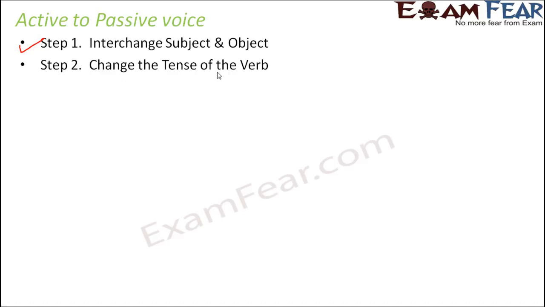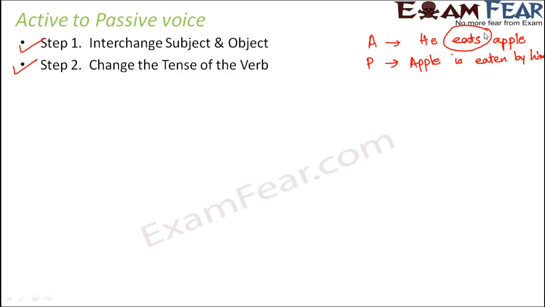Step 2 would be to change the tense of the verb. Now the verb also needs to change. For example, when I say that he eats apple, that is active voice, right? Now in the passive voice, what do we say? Apple is eaten by him, right? So do you see the change in the form of the verb? In the active voice it is eats, but in the passive voice you have is eaten. So basically the tense of the verb has also changed. So your step 2 would be to change the tense of the verb.